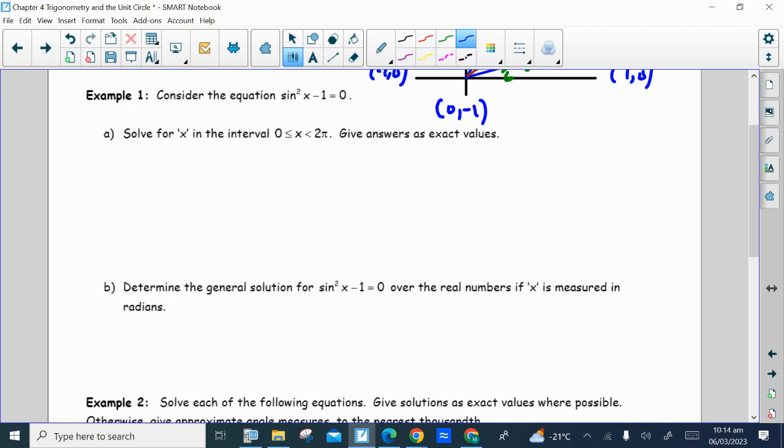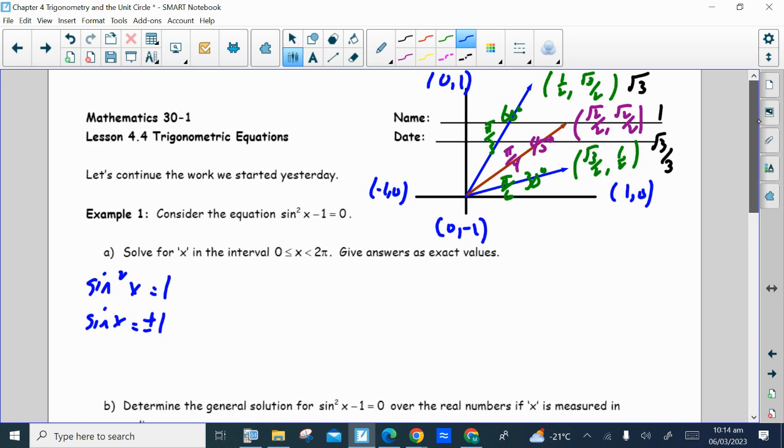Okay? Or sine x would equal plus and minus 1. So sure, you need to get the trig function part by itself, and remember that sine squared x means the sine of x all squared. When we take the square root of both sides, you will get plus and minus 1. So the sine is the y value. It equals positive 1 up at pi on 2 radians and negative 1 at 3 pi on 2 radians. Those should be our answers.